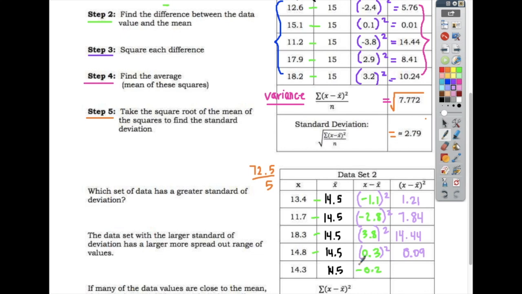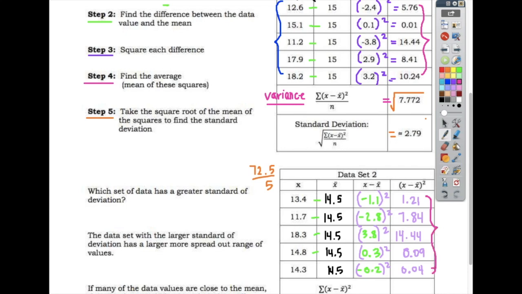And negative 0.2 in parentheses squared is 0.04. So remember, we want all of these numbers to be positive, and they all are because we put parentheses around. And at this point, we shouldn't be rounding. So write it out exactly as your calculator shows it. Now we go on to step 4. So we need to find the mean of those numbers that we just had. So add these up and divide by 5.